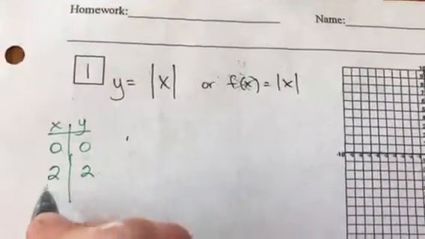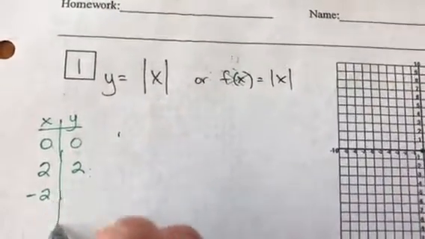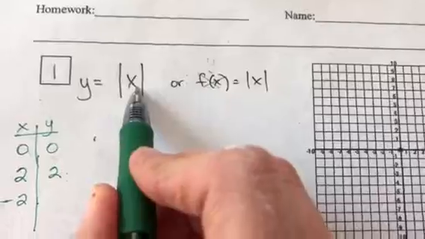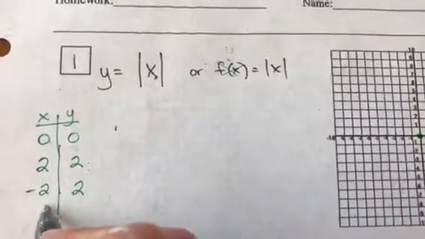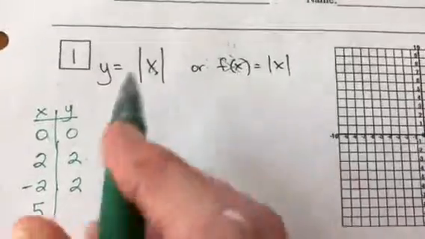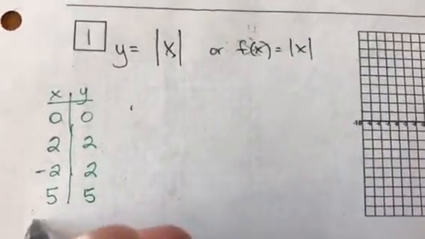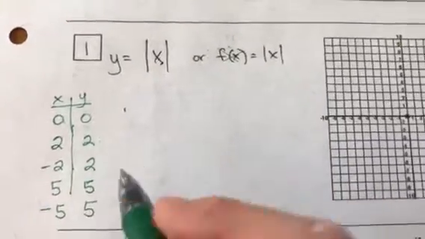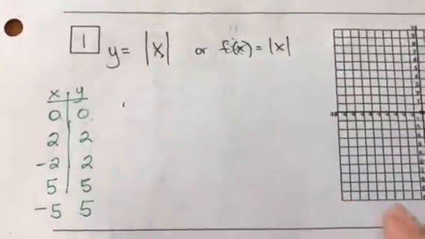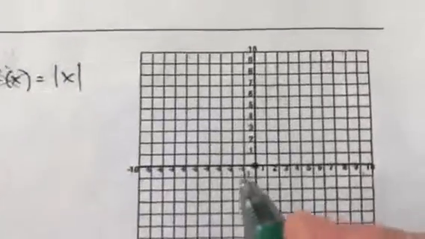So since I plugged in a positive 2, let's look what happens when I plug in a negative 2. What is the absolute value of negative 2? 2. Okay, let's try another one. What if I plug in 5? What's the absolute value of 5? 5. What's the absolute value of negative 5? Well, 5. That's plenty of points. That's 1, 2, 3, 4, 5 points. That's plenty to see what this is doing.